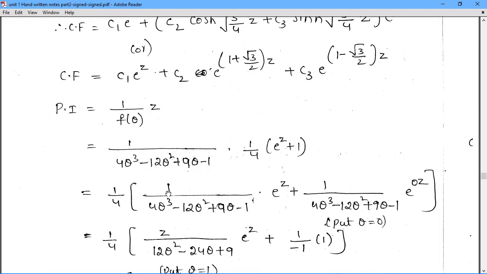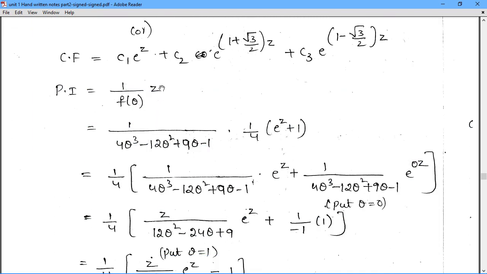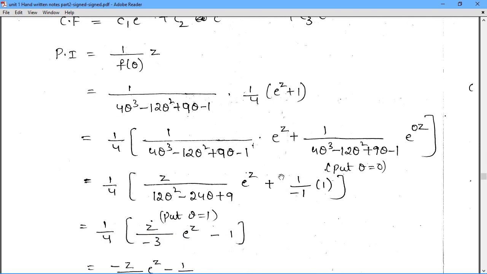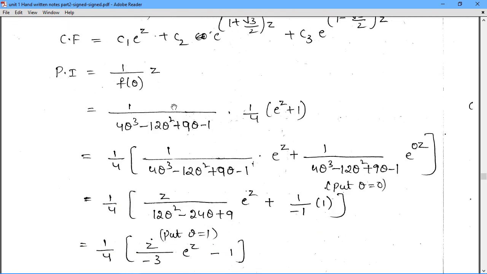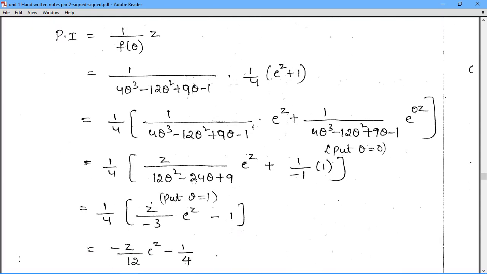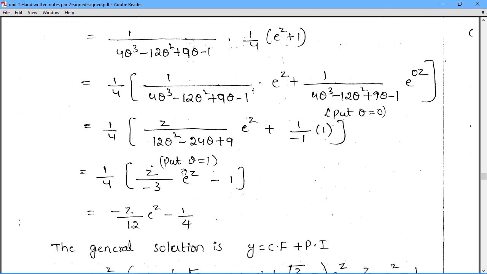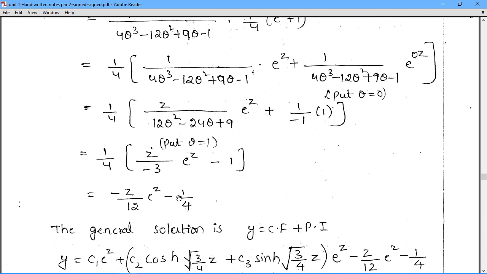And the particular integral formula is 1 by f of theta into capital Z. So capital Z is replaced here. First of all we have to replace theta equal to 1 in the denominator. Clearly we will get 0, because 1 is a root, so the denominator must have 0. If we substitute theta equal to 0, clearly we will get a non-zero value, and we could write it happily. But here we have to take z as the numerator, and the denominator will be differentiated with respect to theta. And then we have to replace theta equal to 1, which gives the required particular integral.